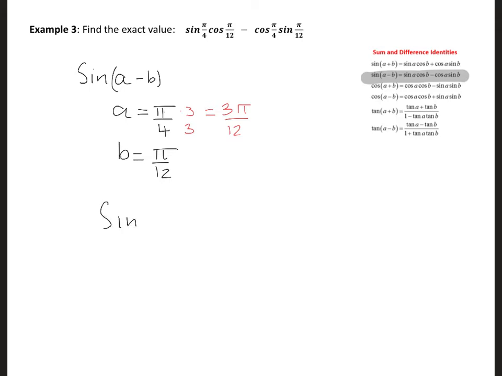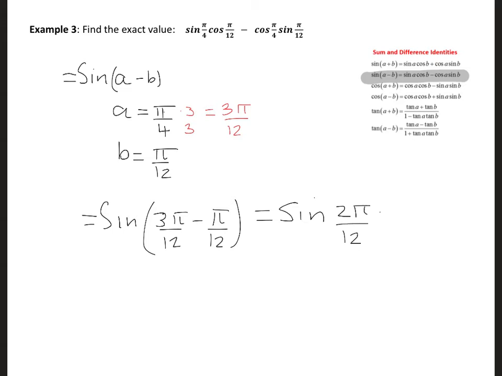So this it's going to be sine. So everything which is given is going to equal to sine A, which is 3 pi over 12 minus pi over 12. And I just need to simplify that, which is equal to sine of 2 pi over 12. And we could simplify that to sine pi over 6, and pi over 6 is the same as sine of 30 degrees, which is equal to half.